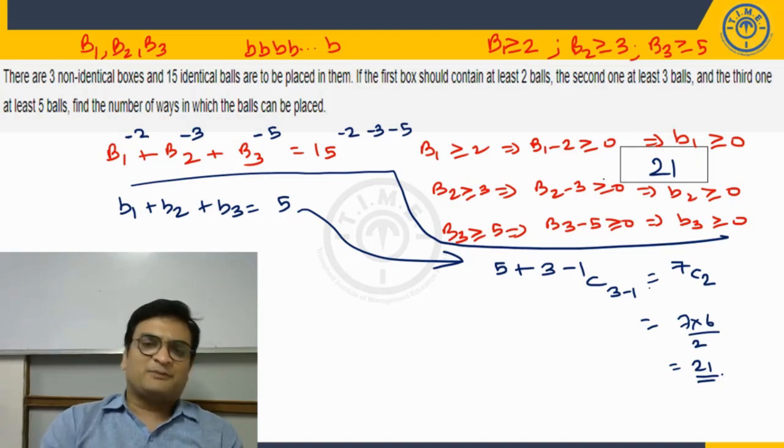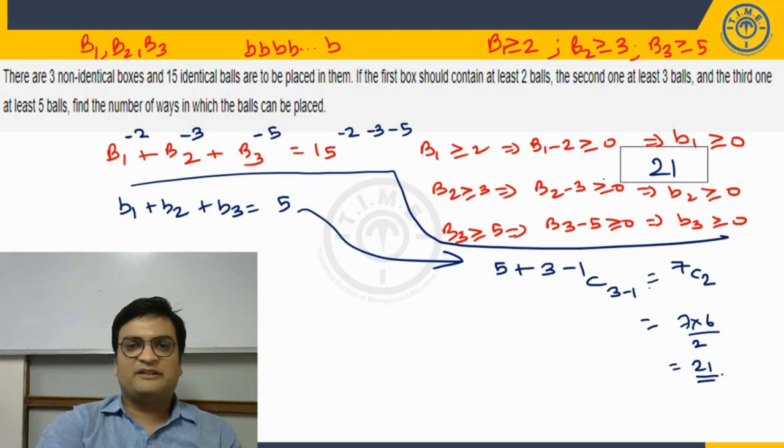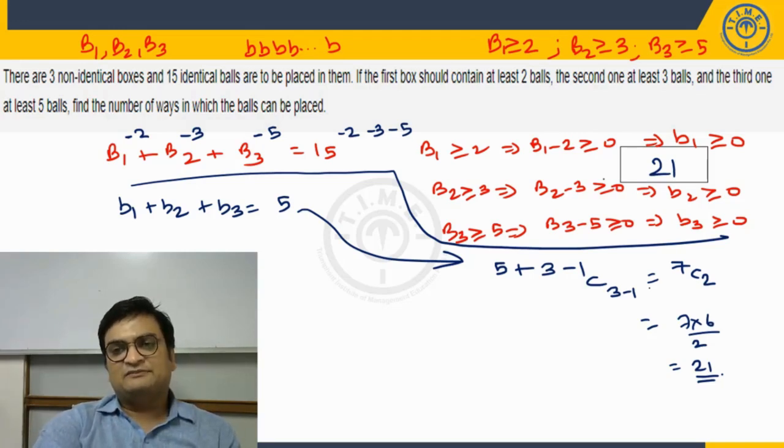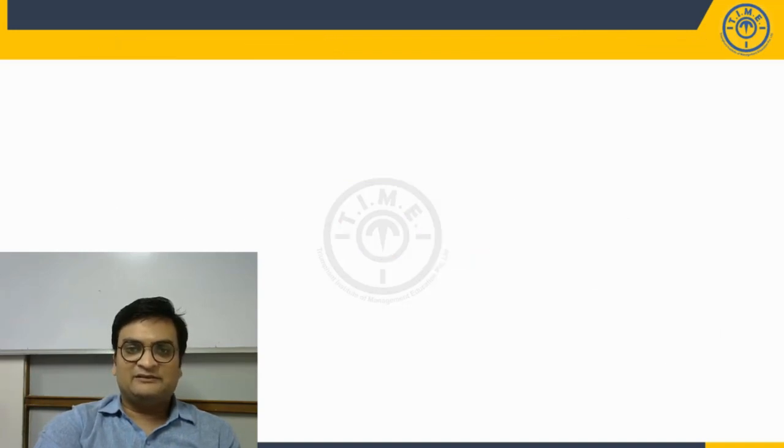So this was a problem from your permutation and combination, right? Placement of identical objects into distinct boxes. This is how we can deal with it. I hope this was clear.